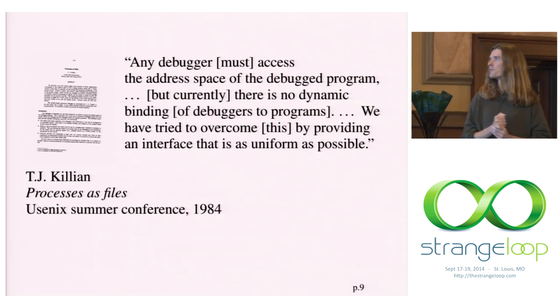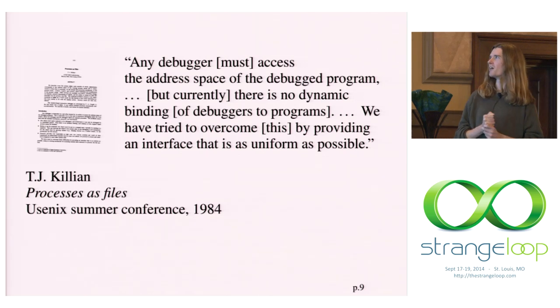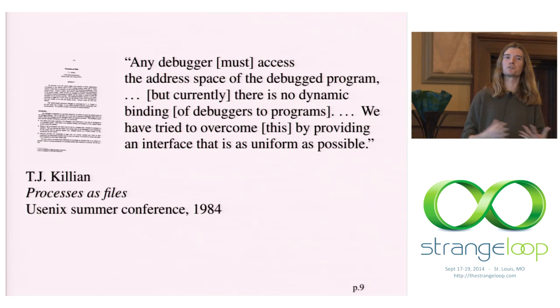So this is a paper from the Unix conference 1984. Tom Killian was talking about how we do debugging in Unix. And he's saying, well, previously we didn't have a way to dynamically bind debuggers to programs. So we just had to have the program expect it, it had to make some special system call to say, you can debug me now. So if the program wasn't expecting to be debugged, then you couldn't attach the debugger.